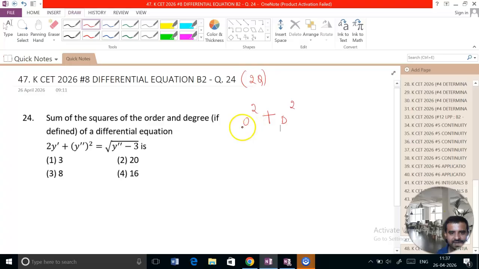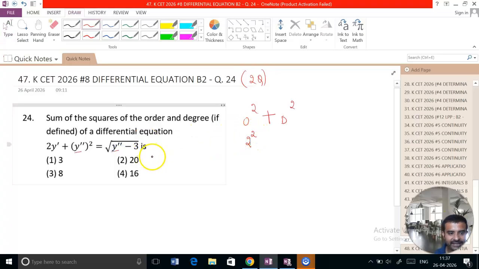Sum of the squares of the order and degree of a differential equation is defined. So when it comes to (2y' + y'')² = √(y'' − 3), the order is 2 here, because the highest order derivative we are going to consider is y'', that is 2 square.